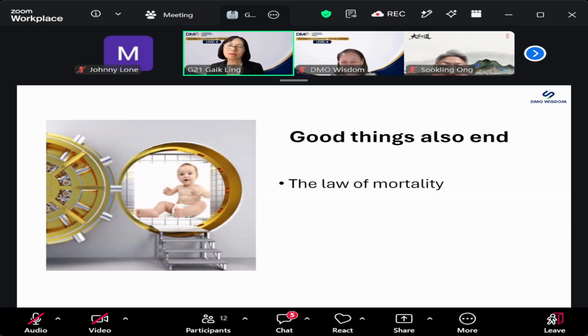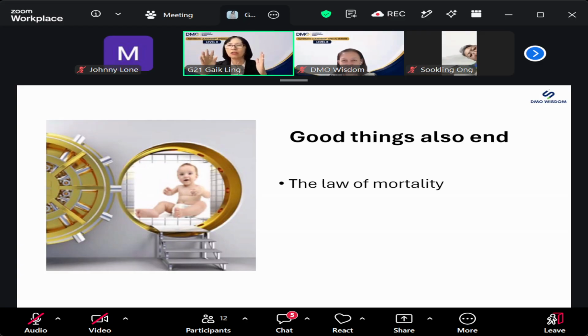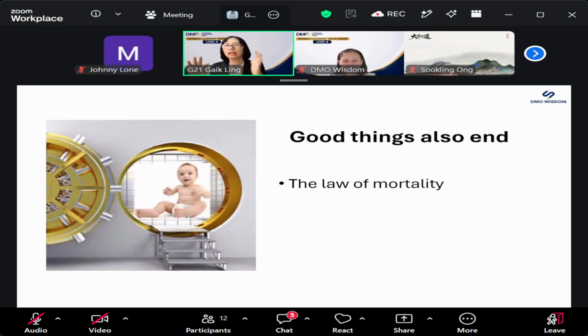The law of mortality. The moment we are born, we are one step closer to death, because we all have a finite time on how long we'll be in this world. And the moment we are born, we get closer and closer towards the final moment. No matter, like Sok Ling said, how we take care of the baby, put them in the best safe place, give them the best food, whatever we can, in the end, this baby will also come to the end of their life.